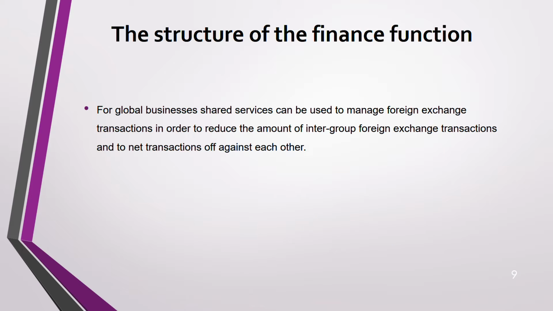For a global business, how can you do shared services? The way you manage your foreign exchange. You can do intra-group foreign exchange transactions. You can reduce the amount of that and net the transactions off against each other. For example, you are having, let's say, 5 or 6 transactions, but they're in the same currency. Why not net off the receipt with the payment?